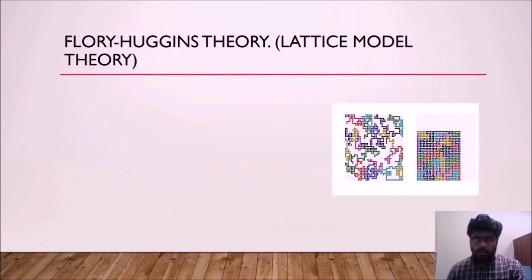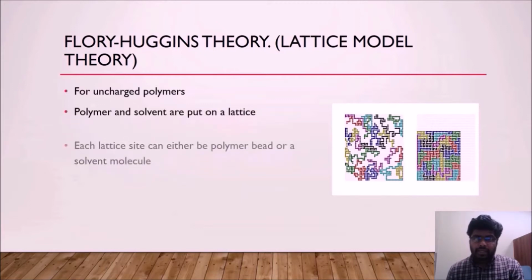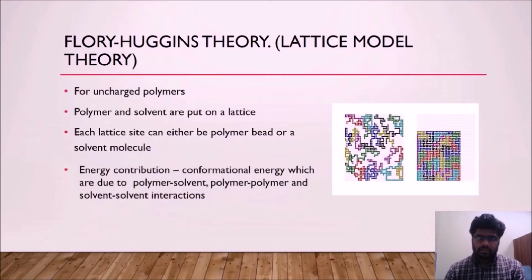Now that we know about the interactions in a polymer solution, let's talk about how these interactions contribute to the overall potential energy of the system. In the 40s, the Flory-Huggins theory was developed for neutral polymers to understand the same. This is a lattice model theory where either a polymer or a solvent molecule can occupy each lattice site as shown in the image. The white cells refer to solvent molecules and the colored cells refer to polymer molecules.